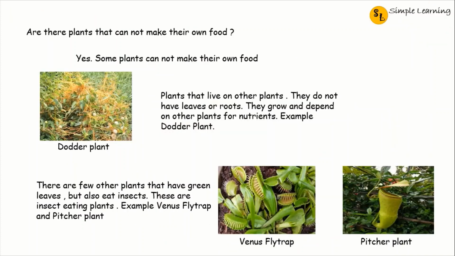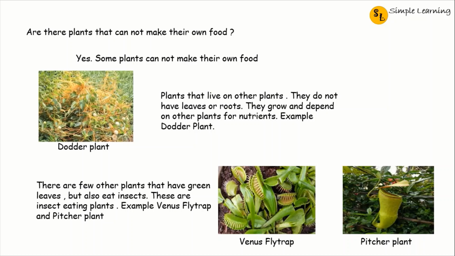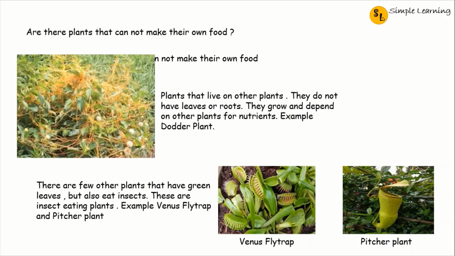Are there plants that cannot make their own food? Yes, some plants cannot make their own food. Plants that live on other plants. They do not have leaves or roots. They grow and depend on other plants for nutrients. Example, the dodder plant. You can see the threads hanging above the other plant. The threads are the dodder plant.